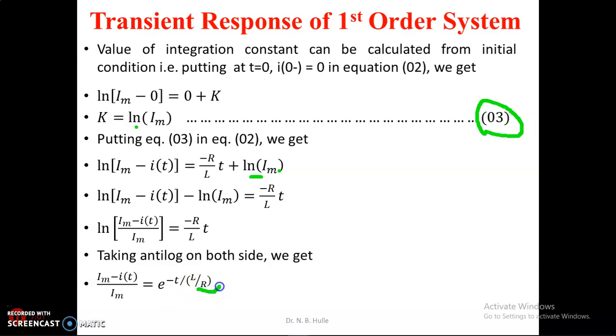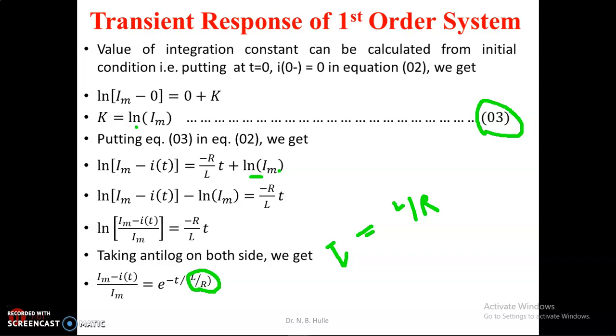I am adjusting these terms because, as we are already aware, the time constant tau for an RL series circuit is nothing but L upon R. I wish to express this value, the ratio R by L and L by R, in terms of tau. That's why tau is L upon R.